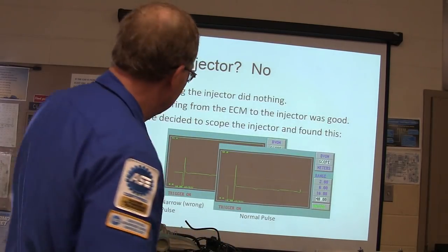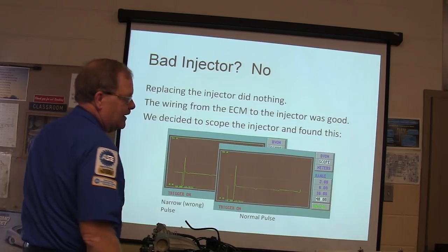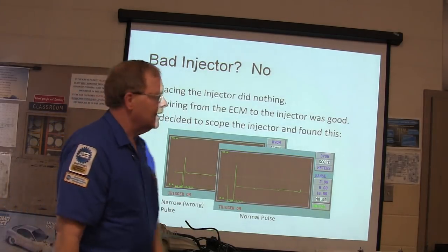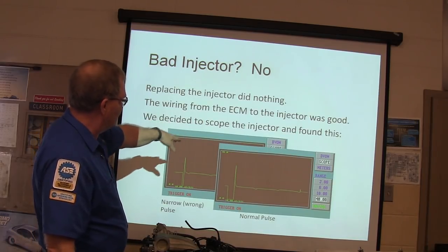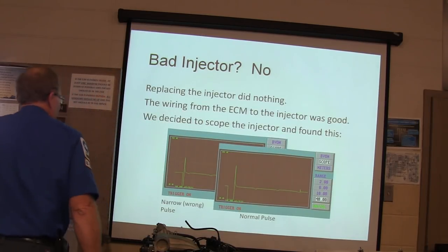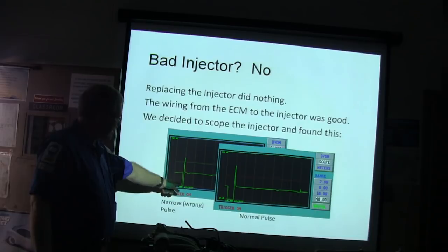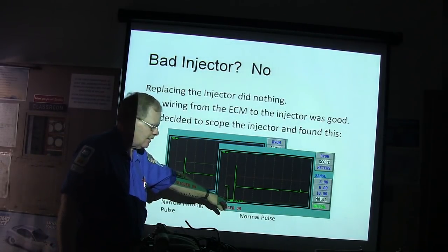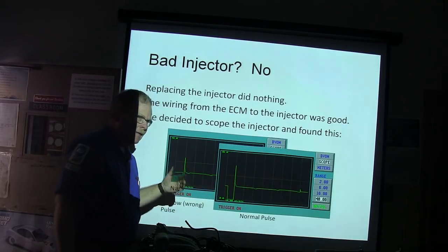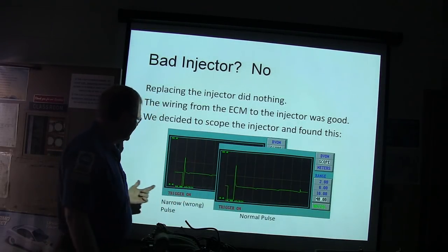It gets better. Replacing the injector did nothing. That's the first thing we did, put an injector in there, right? Wiring from the engine controller to the injector was good. We decided to scope the injector, and we found this. See that really narrow injector pulse right there? It was really, really tiny and skinny, and a normal one at the same time on the other injector. All the rest of them look like this. This is firing each one of them separately.